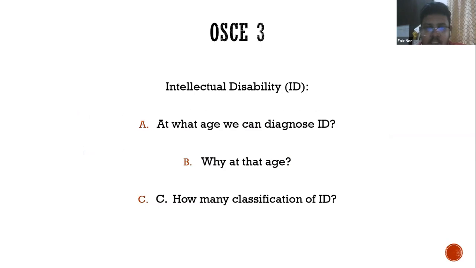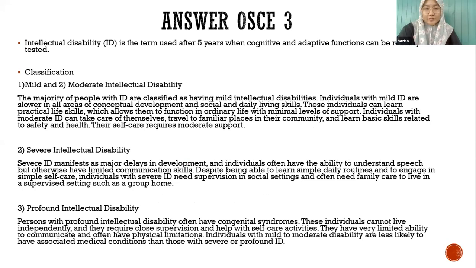Intellectual disability. At what age can we diagnose intellectual disability? Anyone want to guess? Five years. Yes, 5 years old. So, why at that age? Because the cognitive function is reliable? Yes. So how many classifications of intellectual disability do we have? We have 4. Intellectual disability is diagnosed in a 5 year old child because cognitive function is more reliable. The classifications are mild, moderate, severe, and profound.